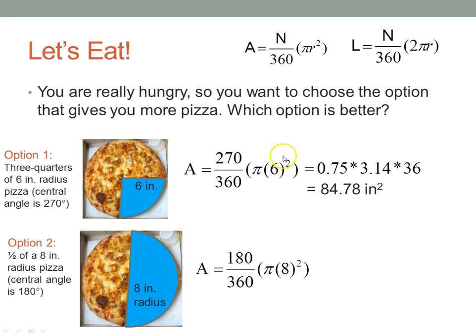Second option, my central angle is 180 and my radius is 8. So I'm going to change 180 over 360 into a decimal.